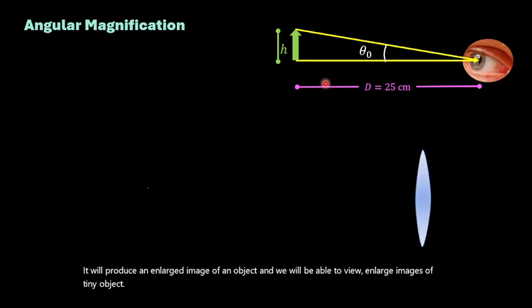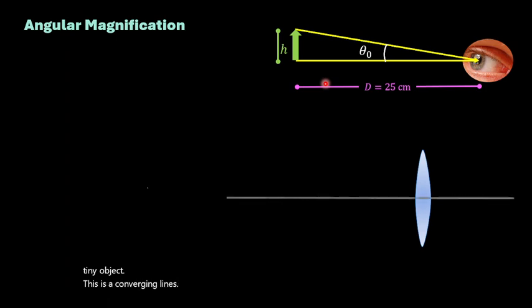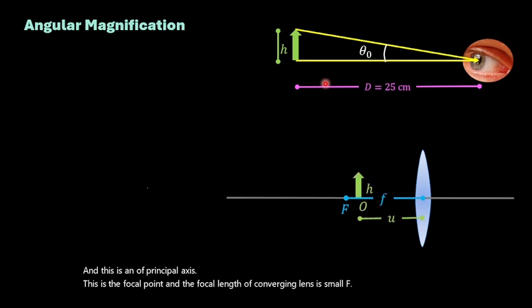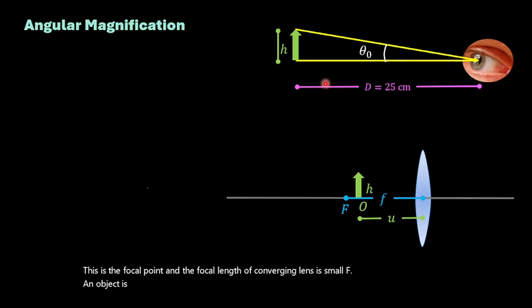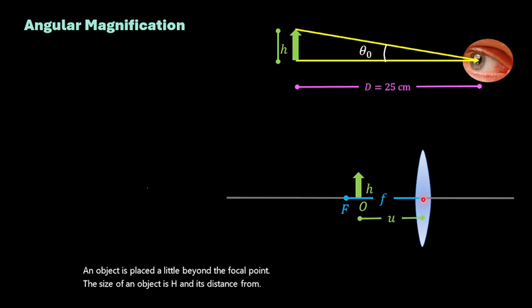This is a converging lens, and this is the principal axis. This is the focal point, and the focal length of the converging lens is small f. An object is placed a little beyond the focal point. The size of the object is h, and its distance from the optical center of the lens is u. This is called the object distance.